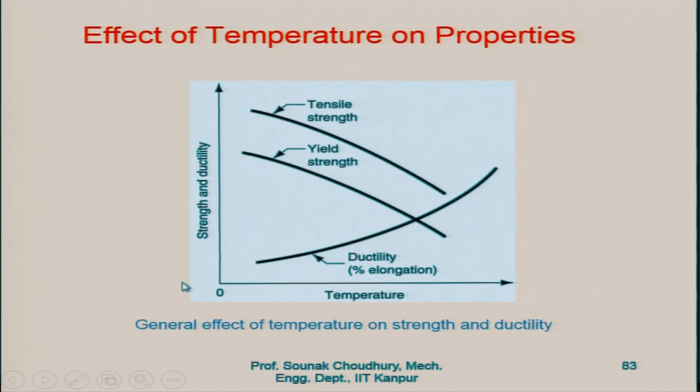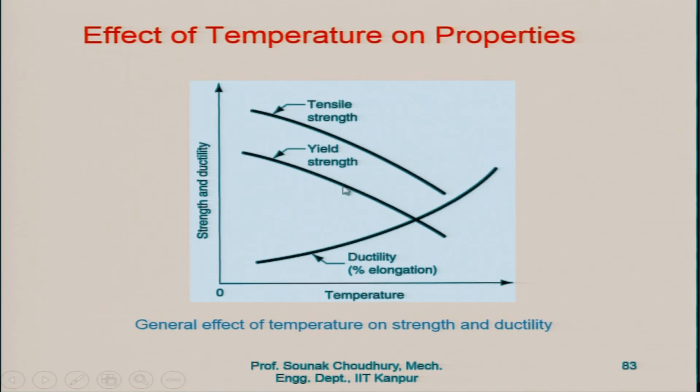Let us say here it is the strength and ductility, we will put it on the y axis, okay, and the temperature we will put it on the x axis. So, tensile strength, yield strength and the ductility given in percentage of elongation, all right. Now, as you can see, they behave differently as the temperature is increased. When the temperature is increased, the ductility goes up, all right. It goes up not linearly, but it is a non-linear curve, you can see that.